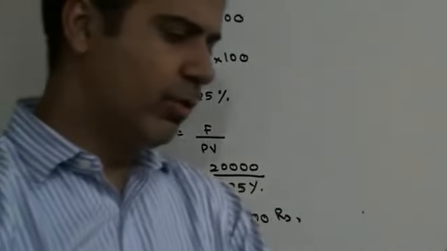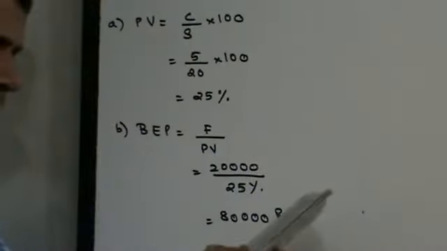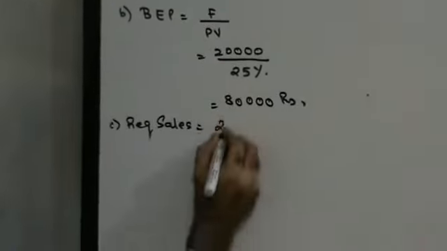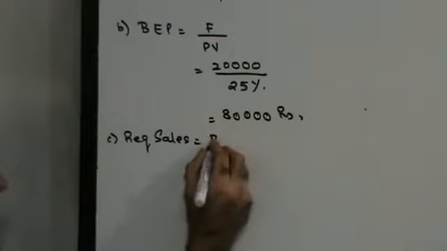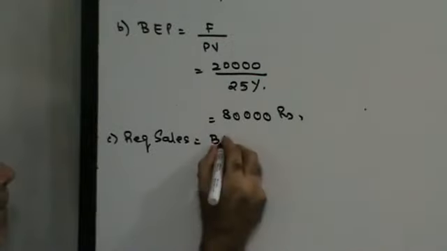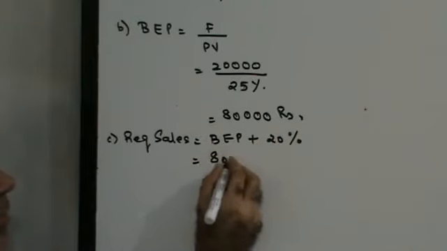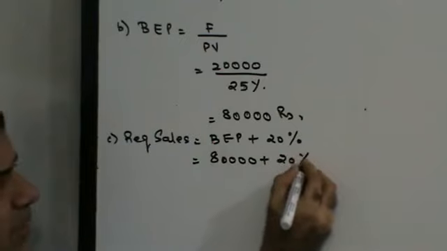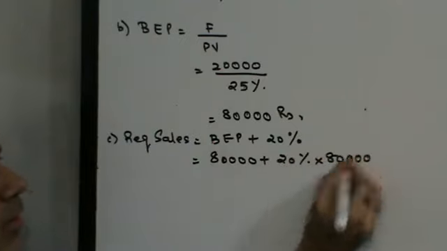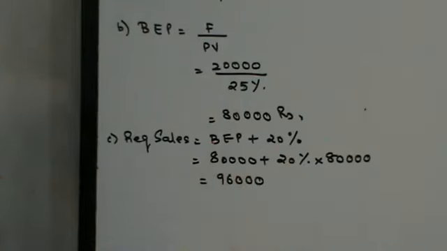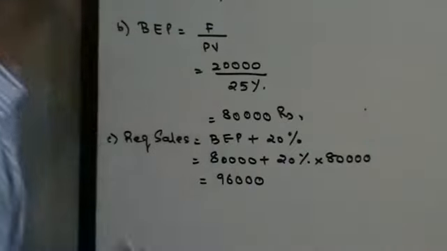Now let's see what have they asked you. They've said that if the sales are 20% above BEP, they are saying that required sales is 20% above BEP. That means it is equal to BEP plus 20%. So BEP is 80,000 plus 20% of 80,000. 20% of 80,000 will be 16,000, so this will work out to 96,000. Right? So my sales are 96,000.